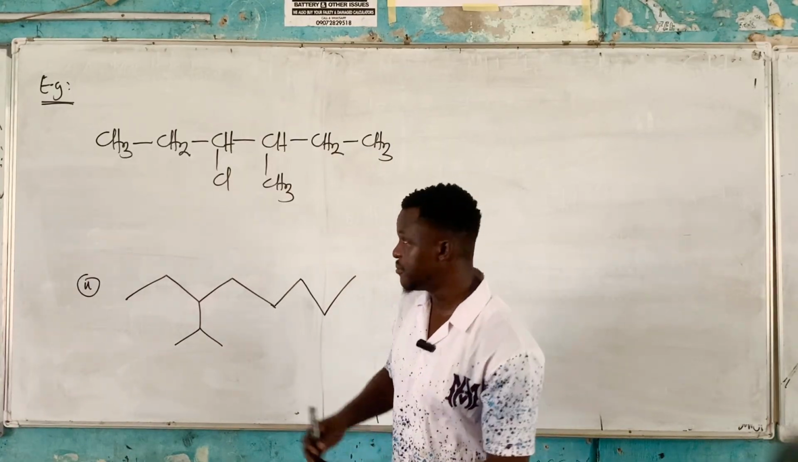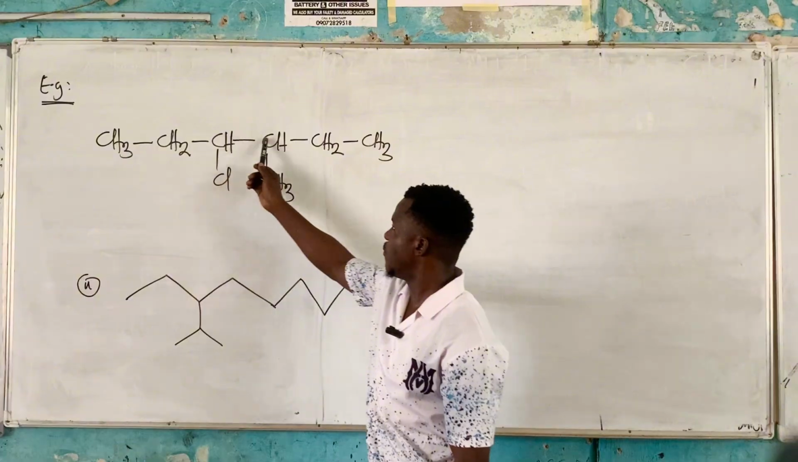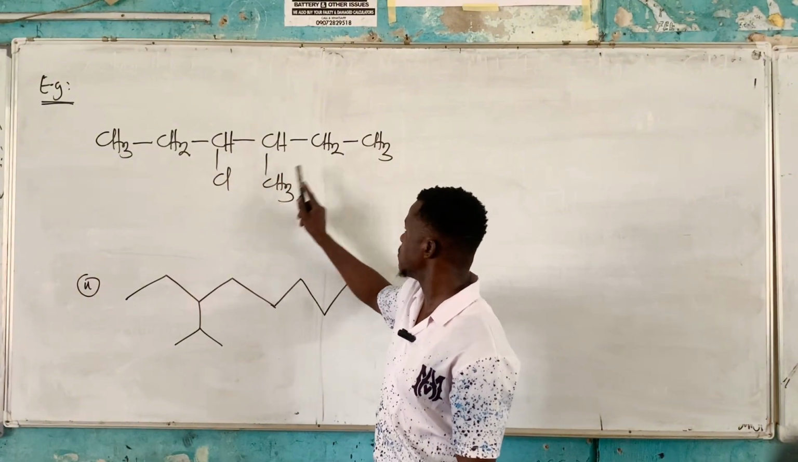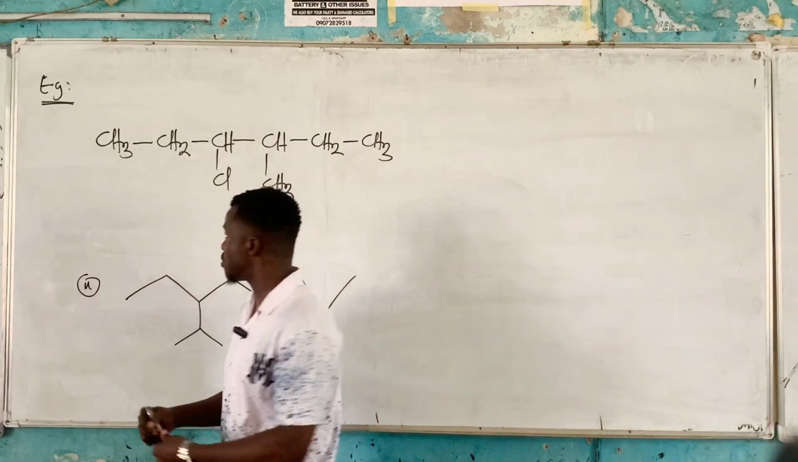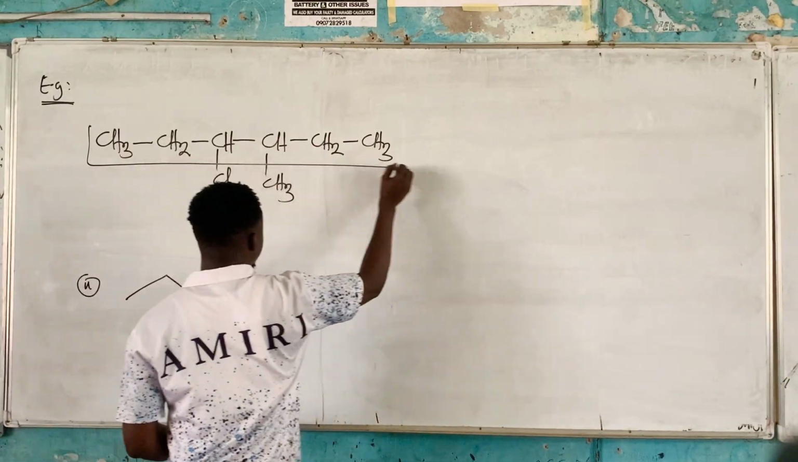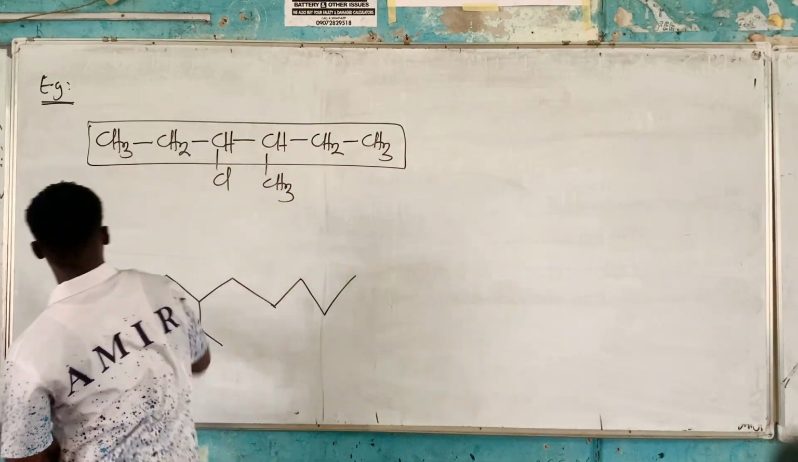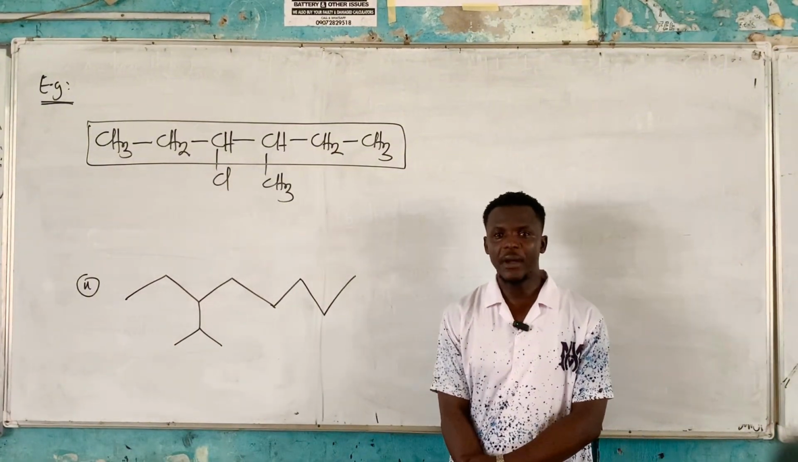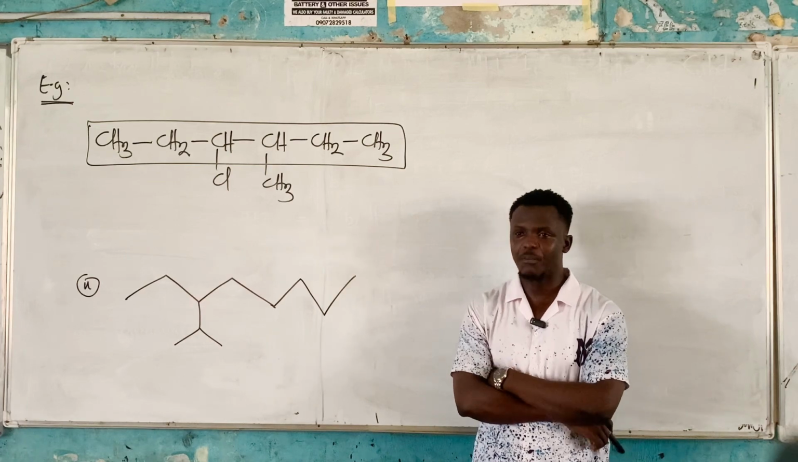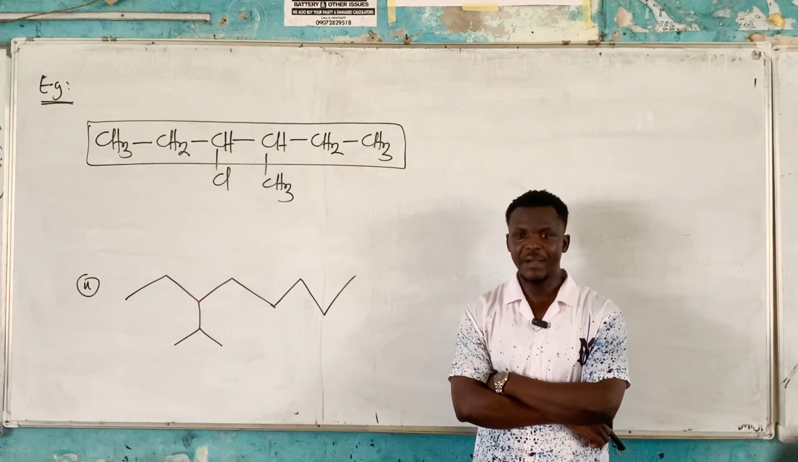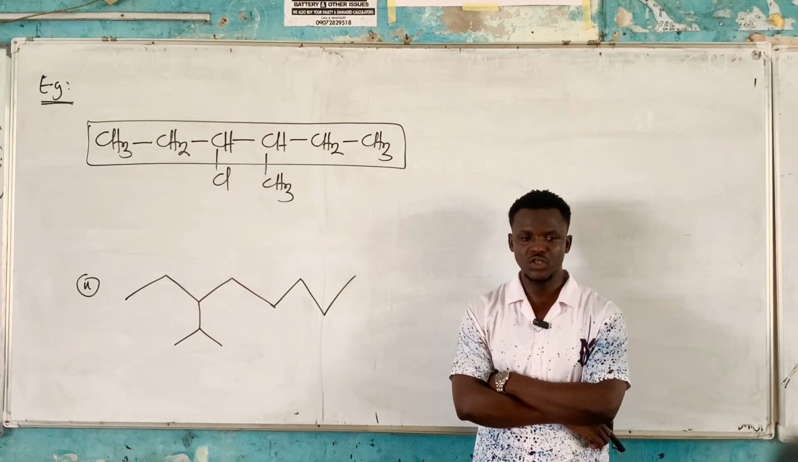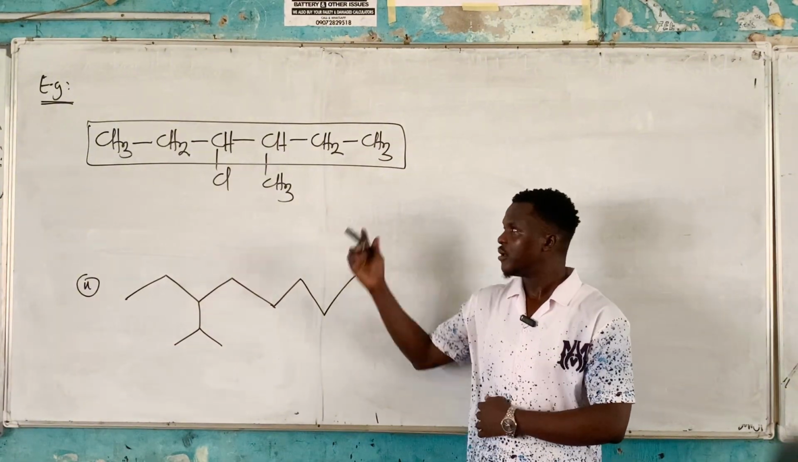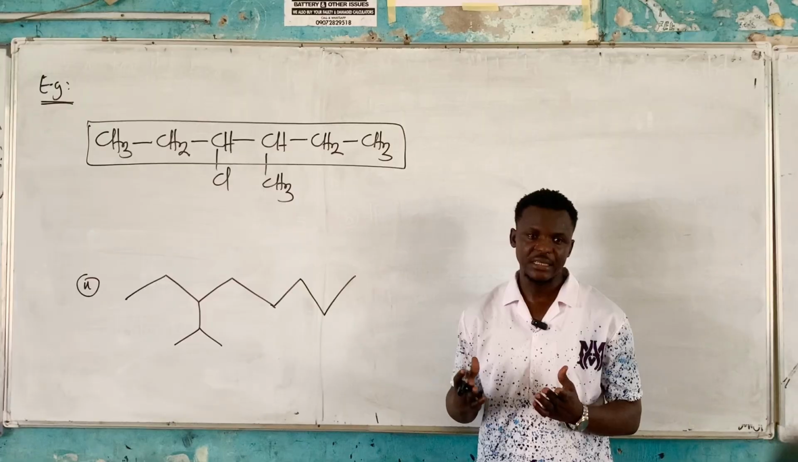Identify the parent chain. 1, 2, 3, 4, 5, 6. 1, 2, 3, 4. No, 4 is small. So 6 is the parent chain. I'll circle it. The next thing we are going to do is to number these guys. But I've already seen in this compound that whichever side you number it from, the substituent will have the same position. I selectively gave us this. So this is what we call the substituents are equal distance from both sides.